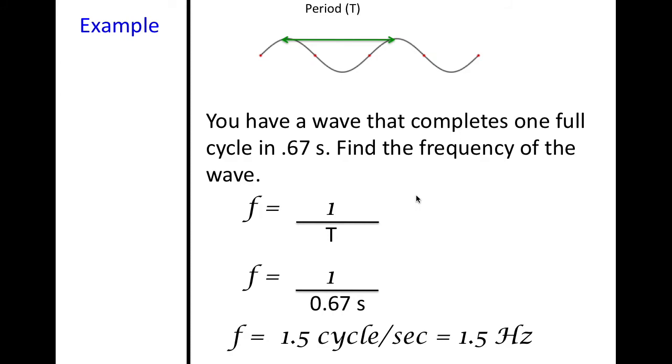Here is an example. If you have a wave that completes 1 full cycle in 0.67 seconds, you can find the frequency of the wave. All you need to do is plug it in, so we know that the period is 0.67 seconds. We have 1 divided by the period, which is 0.67 seconds, and we get a total of 1.5 cycles per second, which is 1.5 hertz.